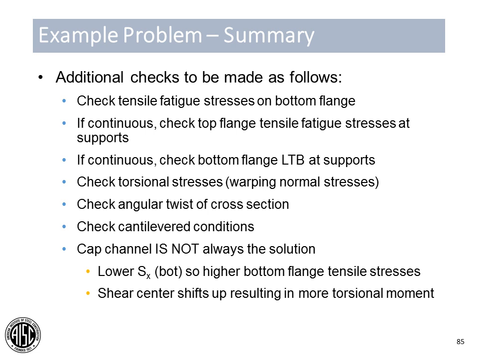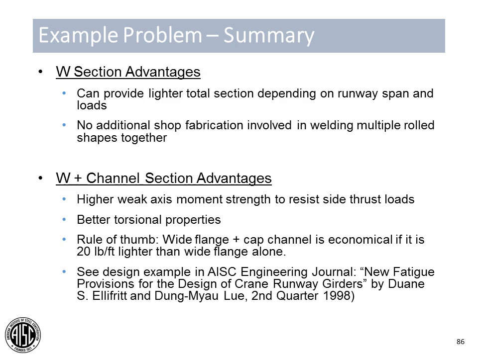Obviously, we would need to do additional checks, including all of these listed here, the items that we discussed previously. But you can get the idea that there are definitely some advantages to just trying to use wide flange sections. It's possible, and generally you can provide a lighter section depending on your runway span and the loads that are applied. And you don't have any additional shop fabrication involved with regard to welding multiple shapes together.